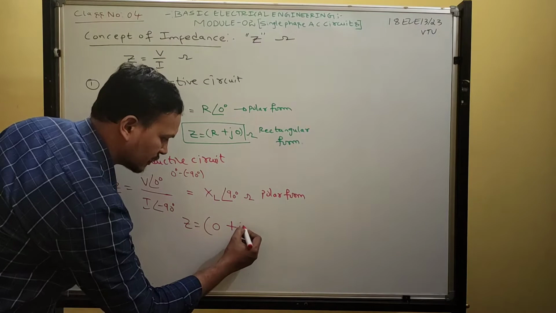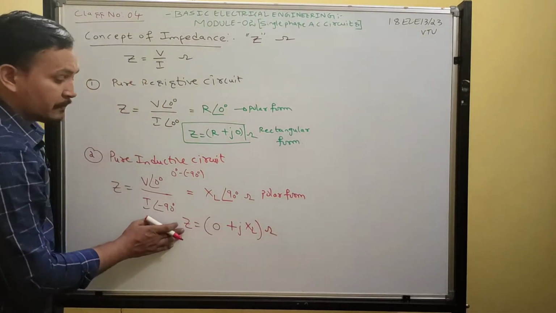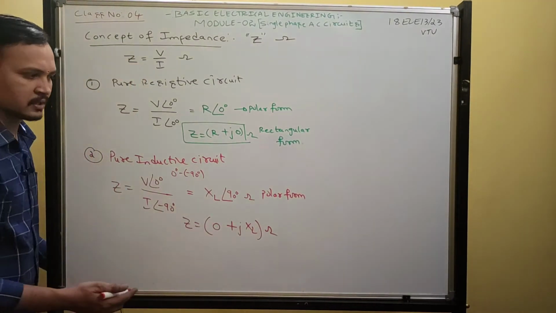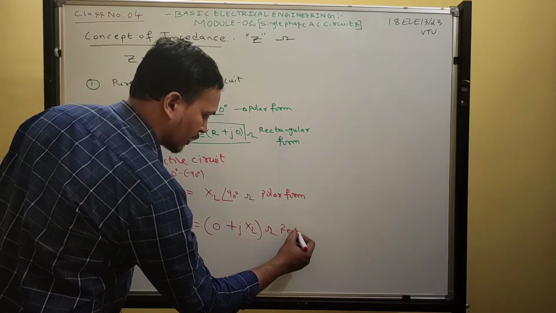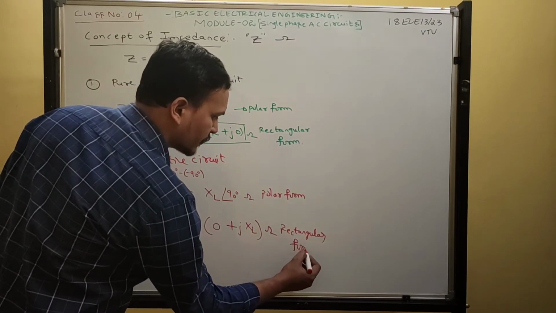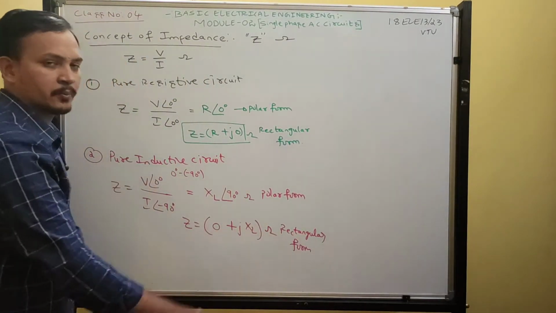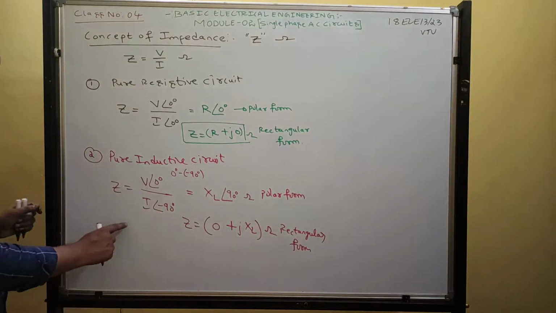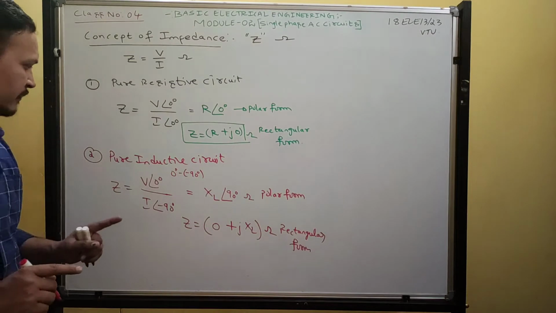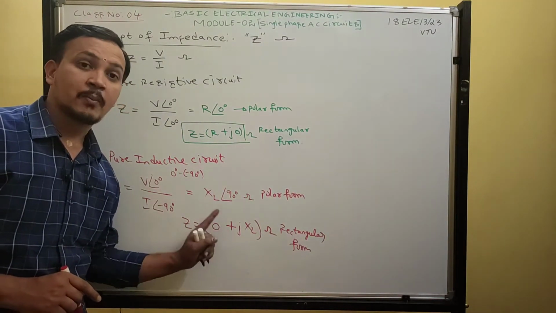So plus J XL we should write. Plus J XL. So impedance for a pure inductive circuit is equal to 0 plus J XL. So it is in rectangular form. In rectangular form, there will be a real part and an imaginary part. Real part is this one, imaginary part is this one, that is XL. Or in another way, whenever an inductor is there, you should write impedance value plus J.